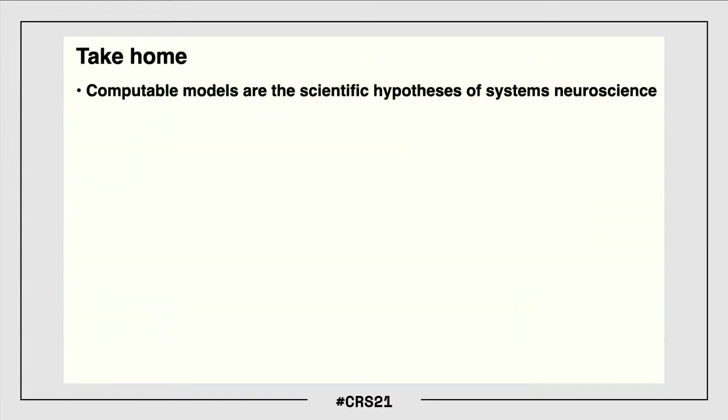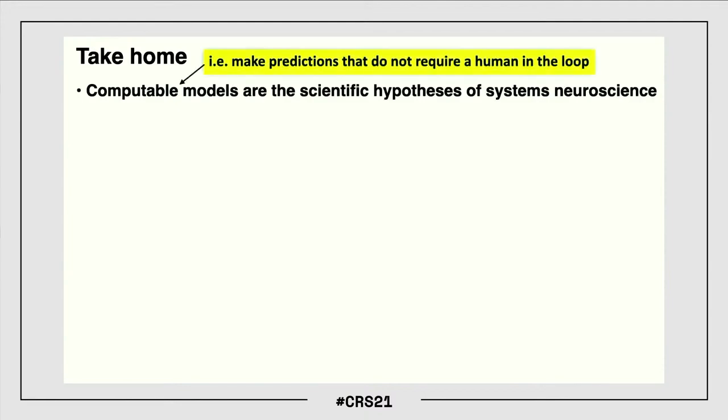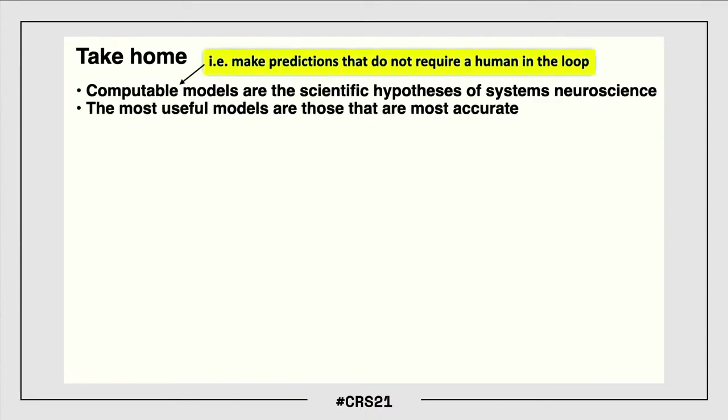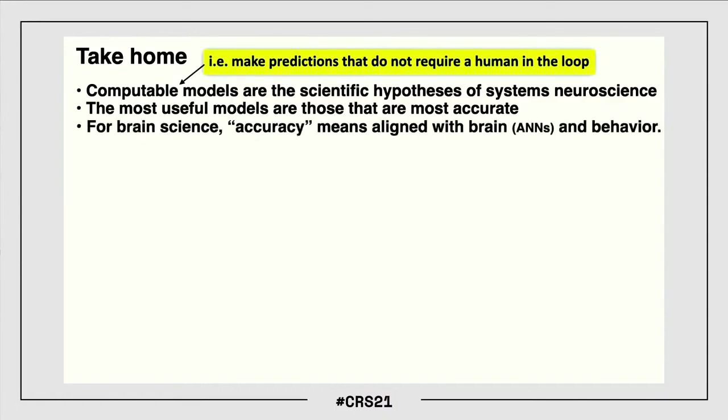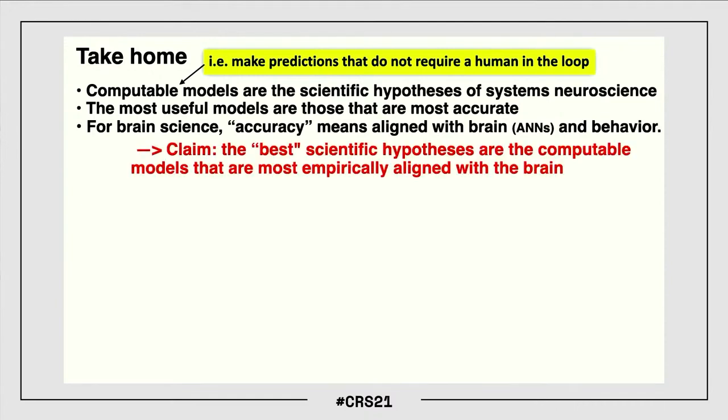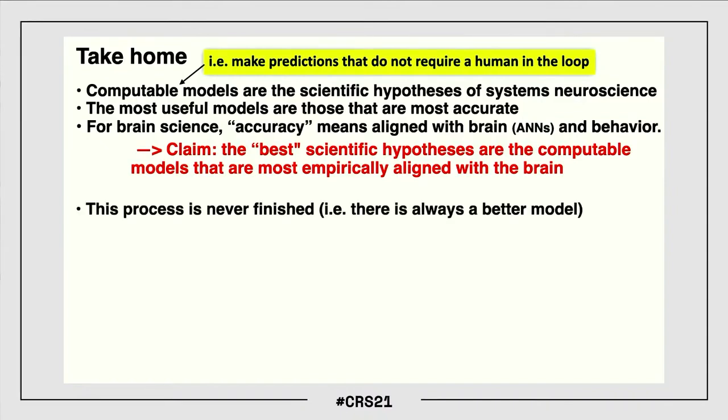So the take-home slide I'd like to give you, the main messages I've said today: computable models are the scientific hypotheses of systems neuroscience, those that make predictions that do not require humans in the loop. These models are the most useful. The most useful models are those that are the most accurate. For brain science, accuracy means aligned with brain and behavioral data, neural and behavioral data. And one philosophy claim I have is that the best scientific hypotheses are the computable models that are most empirically aligned with the brain. I don't think that should be controversial, but it seems to be in some quarters.